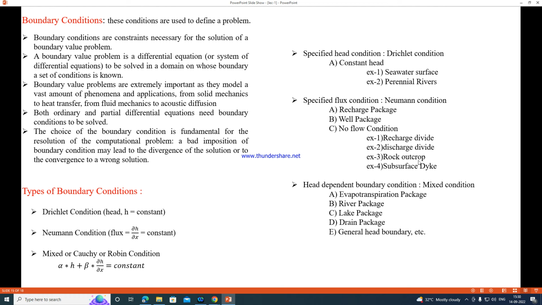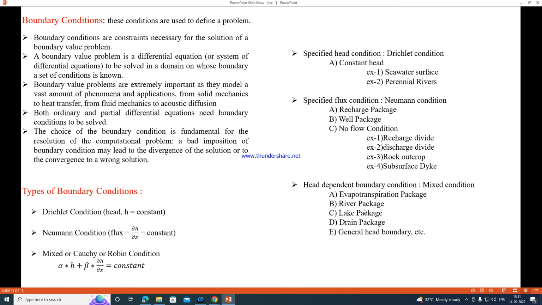What is meant by rock outcrop? When the rock comes up to the surface, and you can see the rock on the ground surface, that is known as a rock outcrop. And a subsurface dike. Dike means it is like a wall inside the subsurface.